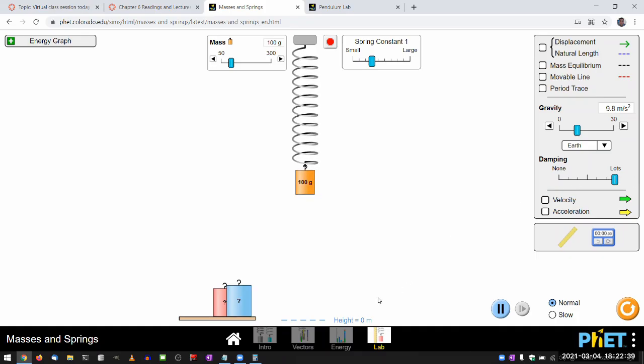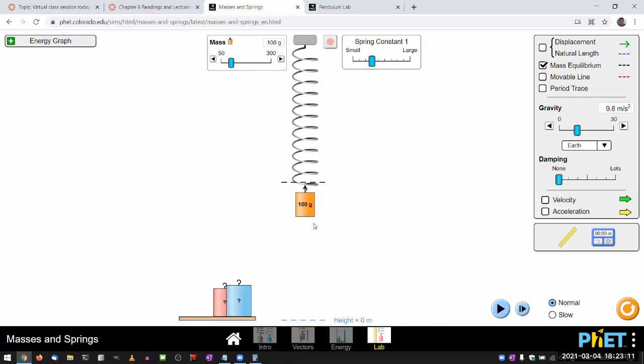So let me quickly overview the idea of natural oscillation frequency. Okay, that's a good place. So this line is the mass equilibrium. Having this line is useful for illustrating the amplitude of oscillation, as in the maximum displacement from this equilibrium position.